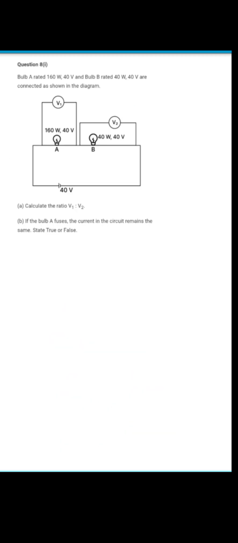Let's move on to the next question, question number 8. Bulb A rated 160 watt 40 volt and bulb B rated 40 watt 40 volt are connected in the diagram. We have to calculate the ratio V1 is to V2. Okay, let's first of all write what are the ratings of the bulb. So for bulb A, the rating is 160 watt 40 volt, and for bulb B it is 40 watt 40 volt.